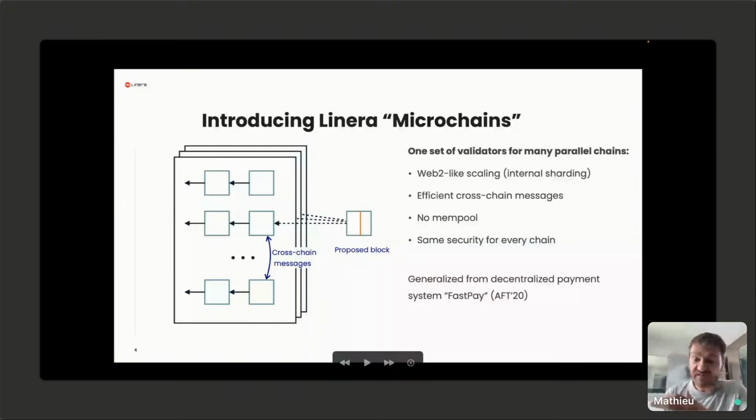So there are different types of chains in the Linera system. In this talk, I will just talk about the simplest case, which is the user chains, the chains that belong to a single user, or just to a group of users that collaborate with each other.